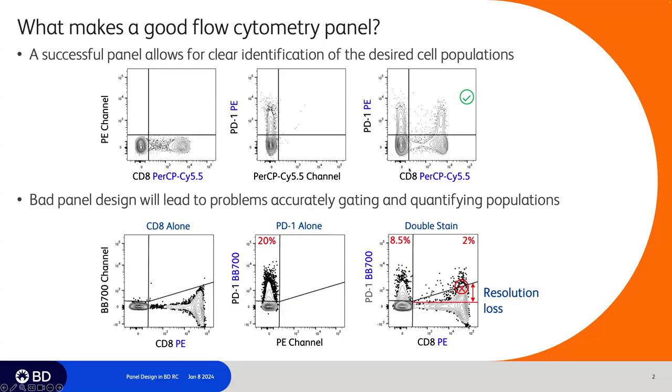In this example, if we use again CD8 and PD1, but using different fluorochromes, you can see that assigning PE to CD8 leads to spread and resolution loss, which in turn makes it more difficult to accurately gate on the PD1 positive events.